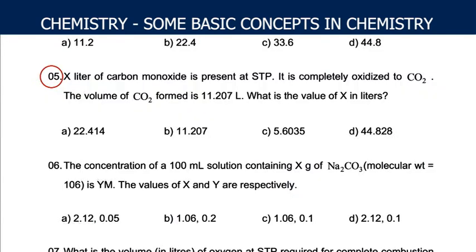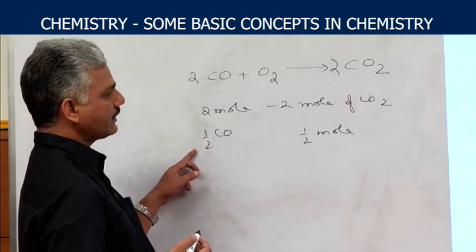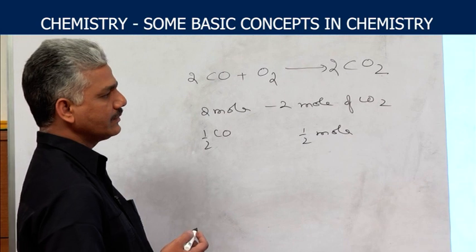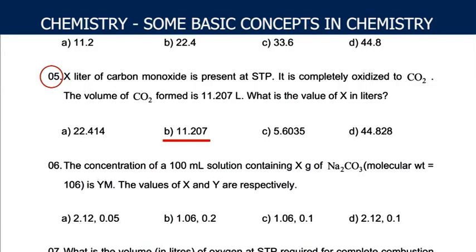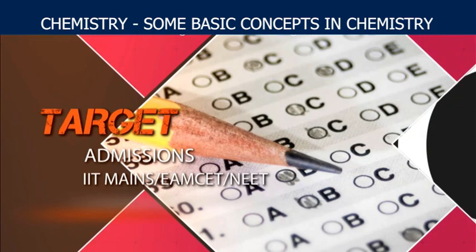The volume of carbon dioxide formed is given. 11.2 liters means it is equal to half mole. When half mole of carbon dioxide is formed, that means half mole of carbon monoxide is involved in the reaction. So, this half mole of carbon monoxide, if you convert it into liters, comes out to 11.2, the correct option being B.